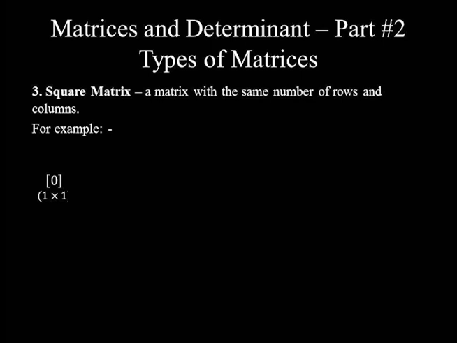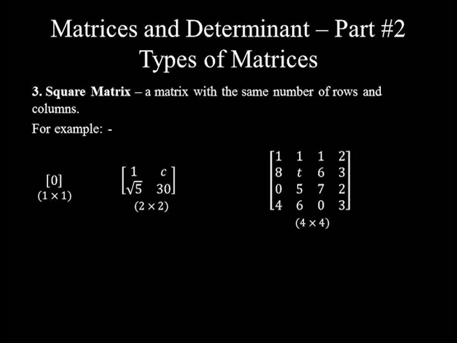The other example, a matrix with elements 1, c, square root of 5 and 30 arranged in 2 rows and 2 columns. Number of rows is equal to number of columns, which is equal to 2. So it's a square matrix with an order 2 by 2. This example also represents a square matrix with an order 4 by 4.